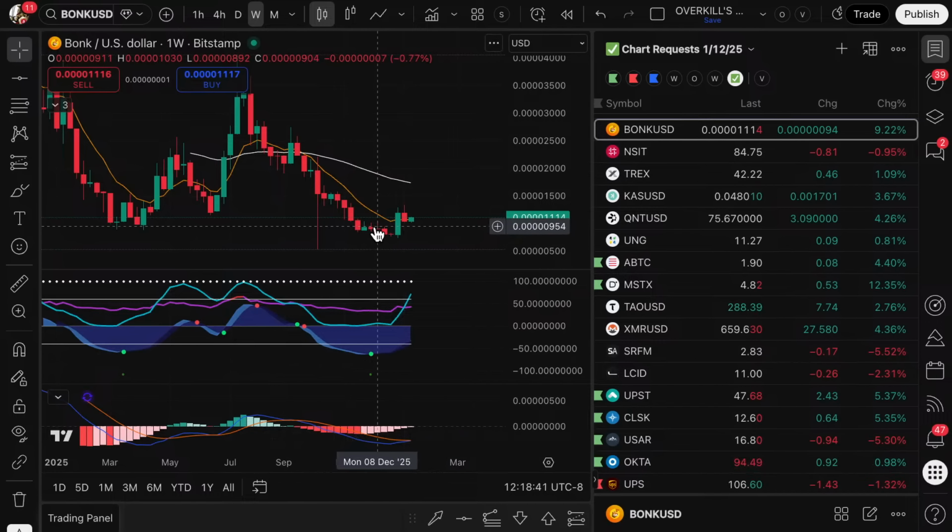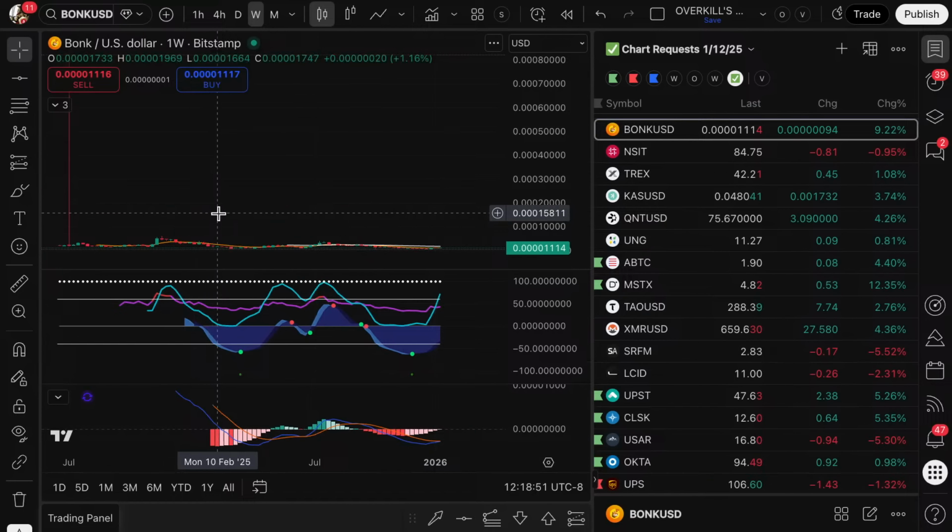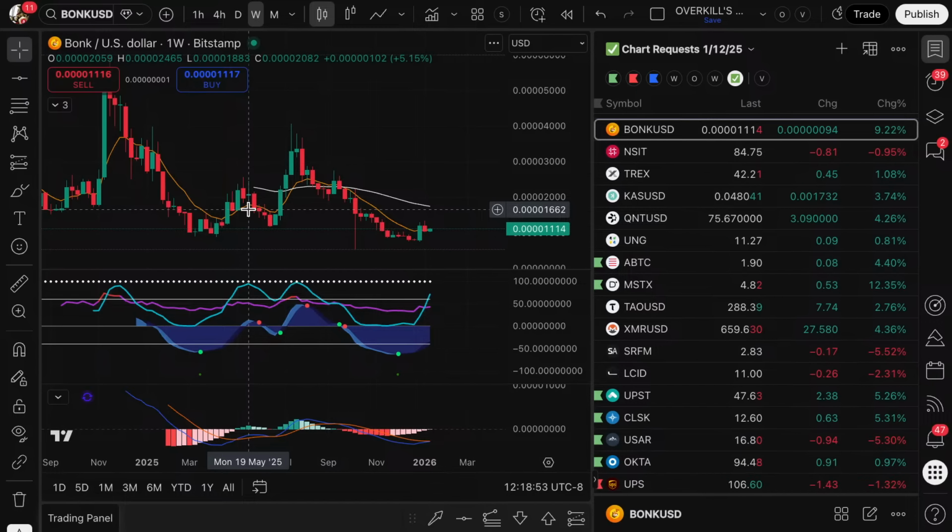Bonk though, Bonk did get the signal back here under a penny or whatever number that is, but that looks really good. I'm loving this candle here today. Oh my gosh, dude. Wow. These charts look so good, guys.